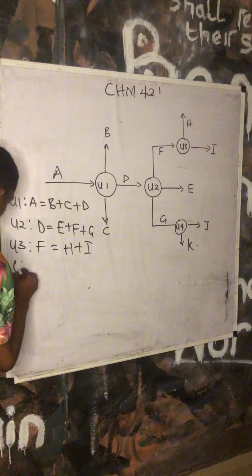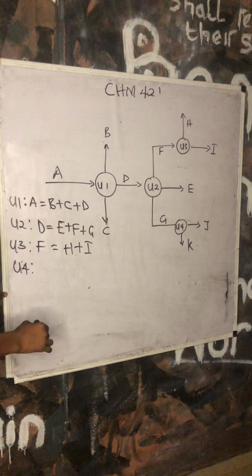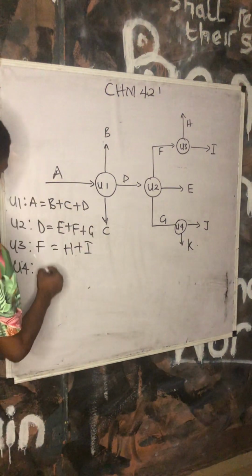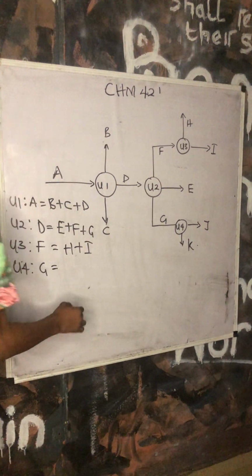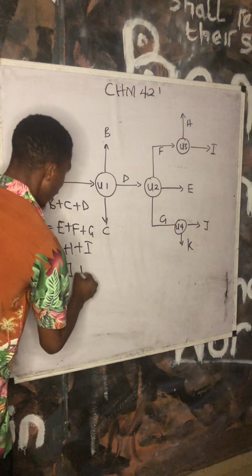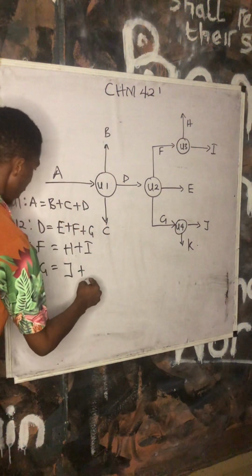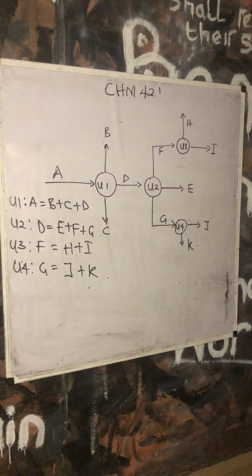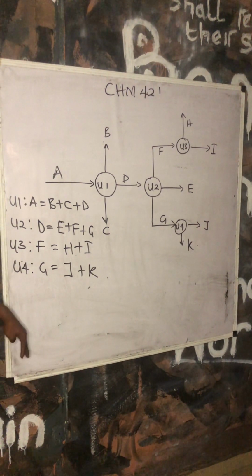And the last one, U4. G is the input. J and K are the output. Now these are the component balances, each of the component balances. Component U1, component U2, component U3, component U4. These are component balances. But what you need to answer is the material balance, or you call it overall component balance. So to do that, what do we do?